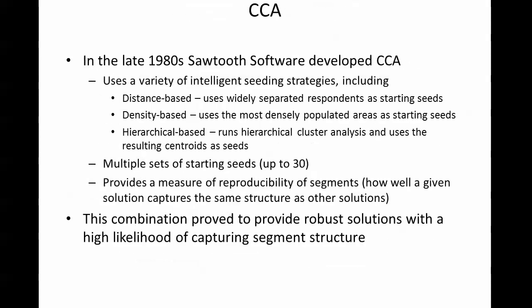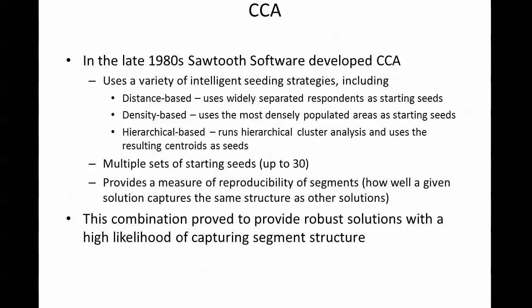First, let's talk about CCA, or Convergent cluster analysis. It came out in the late 1980s, at which time I thought it was just the neatest product out there, having previously tried to do cluster analysis with general purpose statistical programs. The neat thing that CCA does is it uses a variety of intelligent seeding strategies. So it says, gee, rather than just throw the seeds on there randomly, like some of those stats packages did, or if I want a 5-segment solution, take the first 5 records in my data file and call those my seeds, those are really not good ways to do it.